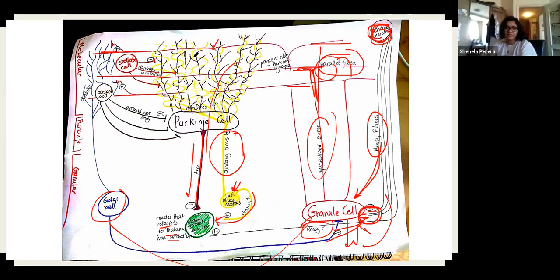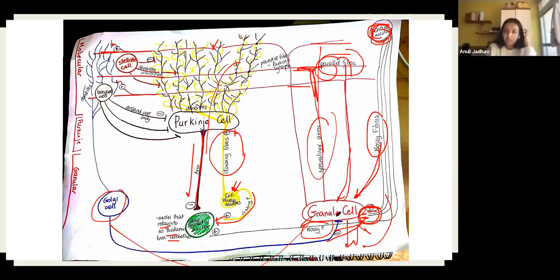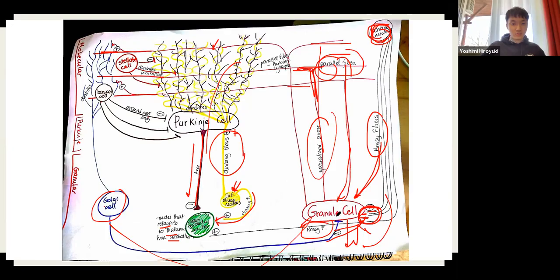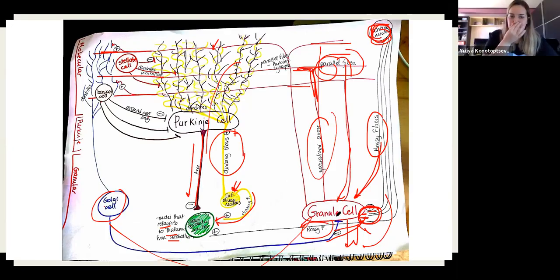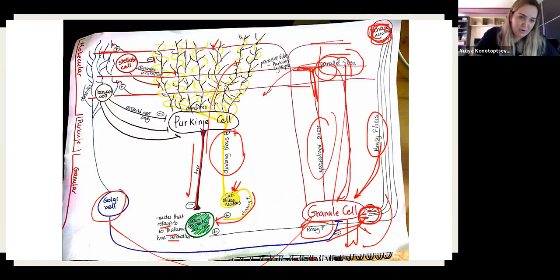Which cell can inhibit Purkinje cell indirectly? The parallel fibers. Parallel fibers are excitatory fibers of the granule cell. So parallel fibers cannot inhibit Purkinje cell, they excite Purkinje cell because granule cell is excitatory. So which cell can inhibit Purkinje cell but indirectly? Inferior olivary nucleus? Which cell can inhibit Purkinje cell indirectly? Granule cell. But granule cell excites the Purkinje.